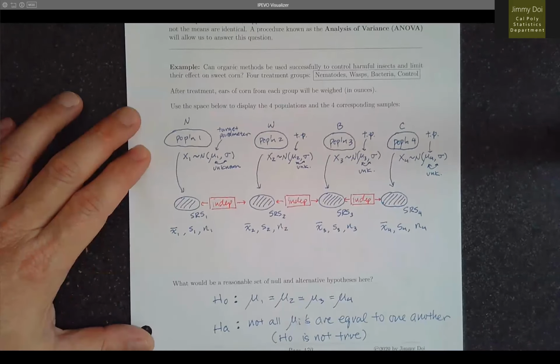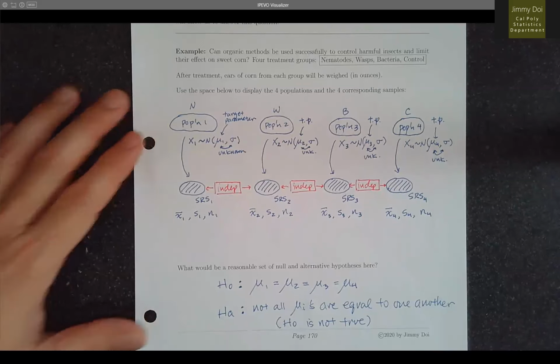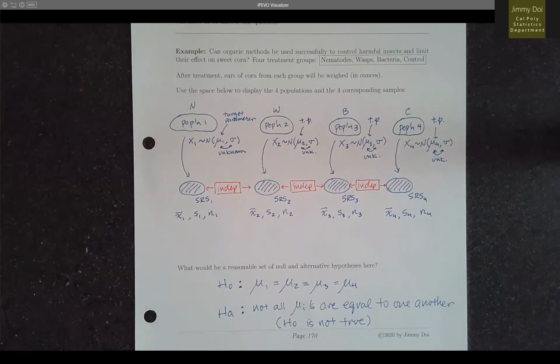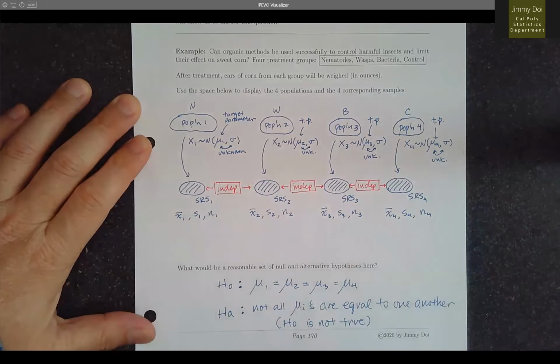And so this is the example I want to remind you about here. It's on organic methods, and we're growing sweet corn, and we're looking at the effects on sweet corn when using these types of organic treatments: nematodes, wasps, bacteria, and control. Here's the schematic on what's going on underneath the hood.